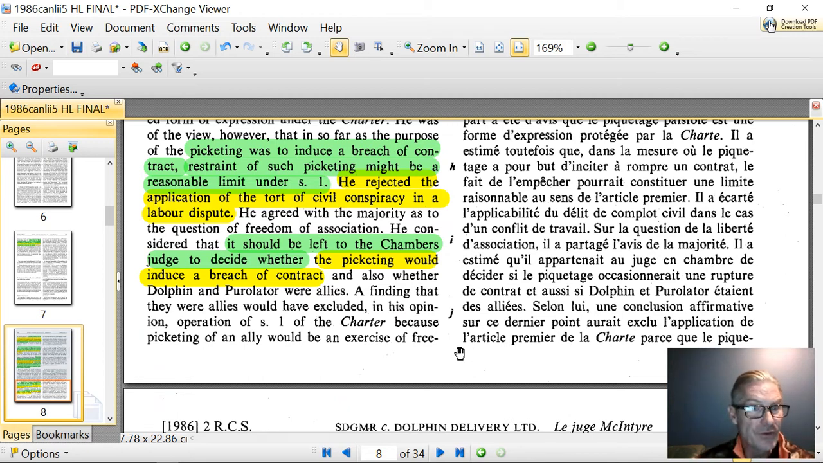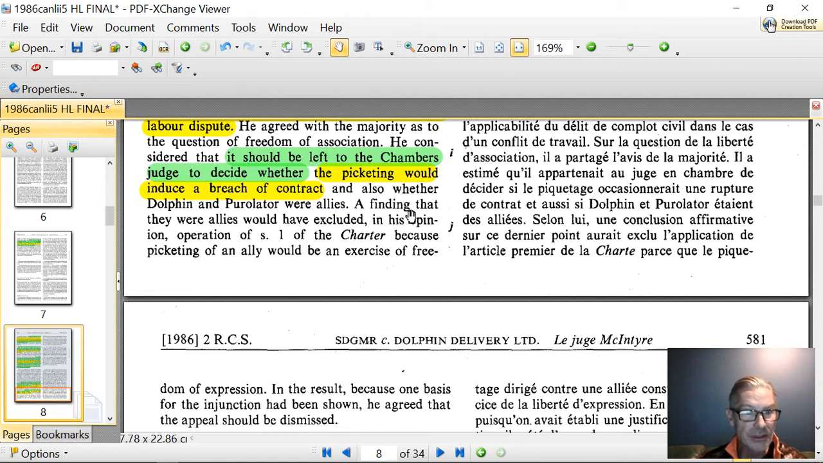Picketing was to induce a breach of contract. Restraint of such picketing might be a reasonable limit under Section 1. He rejected the application of the tort of civil conspiracy in a labor dispute. So in the laws in BC, the tort of civil conspiracy in labor disputes has been abolished. So you can't charge someone with civil conspiracy in a labor dispute. It should be left to the Chamber's judge to decide whether the picketing would induce a breach of contract.